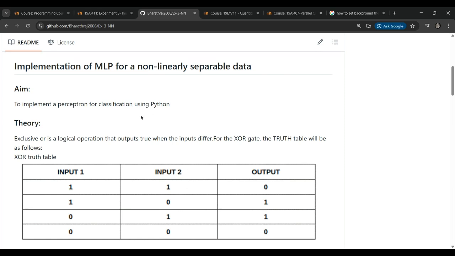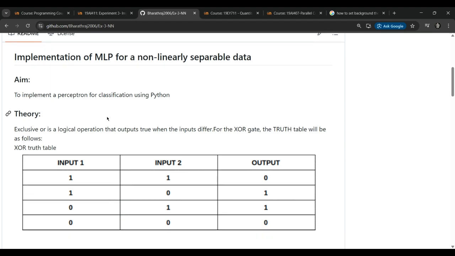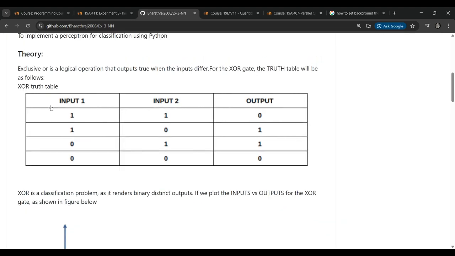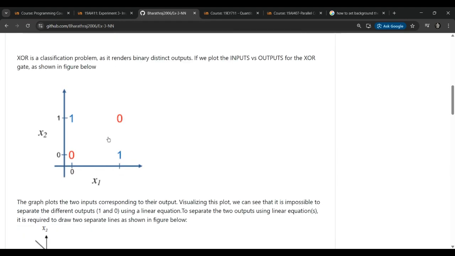I am eager to explain the MLP, multi-layer perceptron, implementation. For implementation, we are just choosing non-linearly separable data, and in theory, we are just choosing the exact truth table. For the same input, we are getting different outputs, which is plotted in a graph, with explanation.